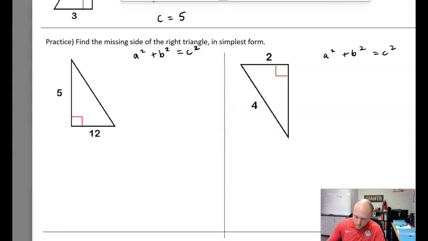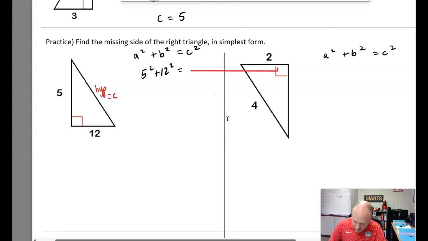Okay, hopefully you went ahead and identified this missing side as the hypotenuse, and so this is your c value. So this equation setup would be 5 squared plus 12 squared equals c squared. Did you get it? Hopefully you got it. Okay, good job.